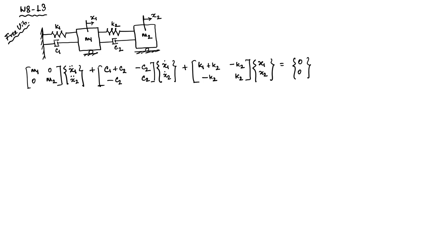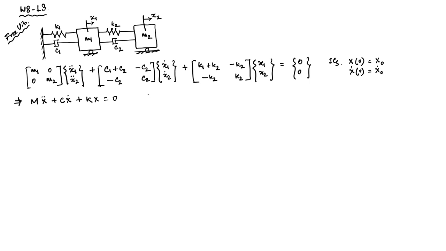The initial conditions in this case are defined as: x at time t0 is x0, and x dot at time t0 is x dot naught. Symbolically, we write this equation as m x double dot plus c x dot plus k x is equal to 0, and this is a coupled equation.